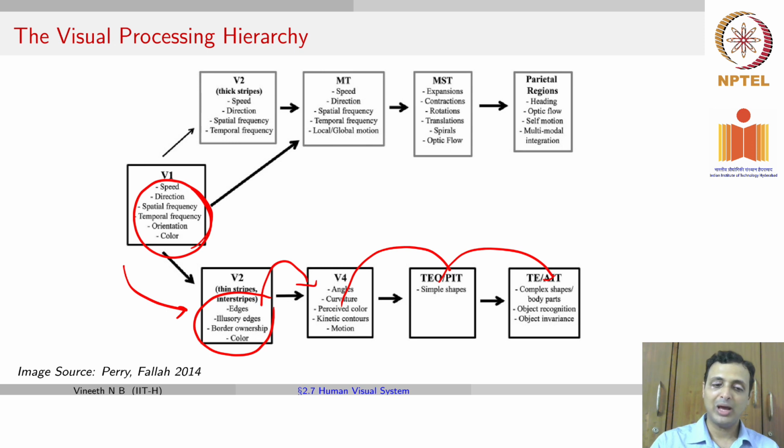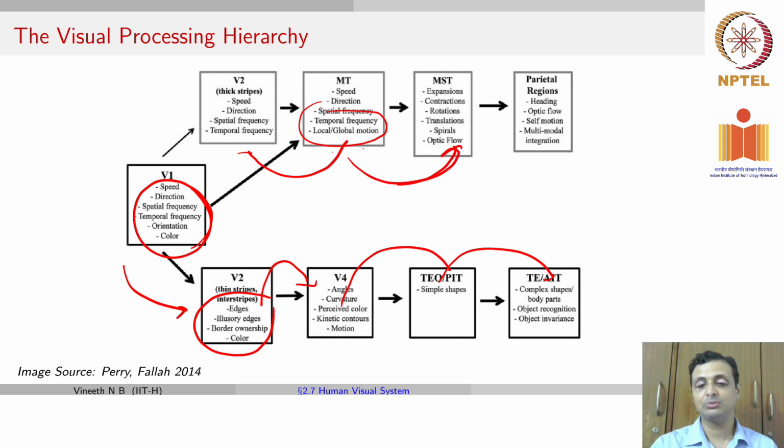In the where pathway, you go from V1 to V2 to MT, which detects things like spatial frequency, temporal frequency, local and global motion, and so on. MST gets even higher levels of abstraction in terms of movements such as contractions, rotations, translation, optical flow, and so on. And finally, you have a multimodal integration and a better understanding of the where pathway in the parietal regions.